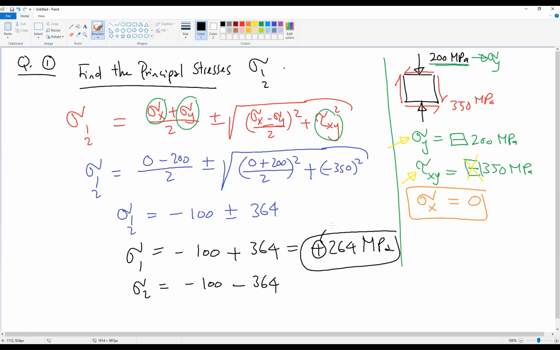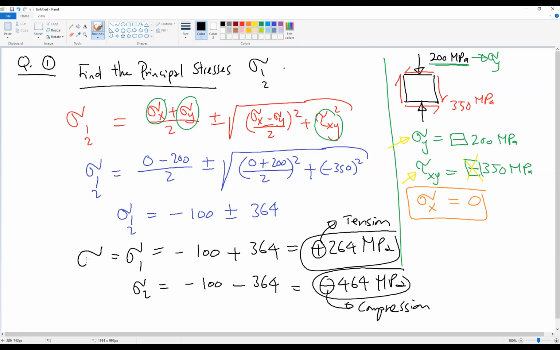This gives us plus 264 MPa. Positive means tension, and this gives us minus 464 MPa, which is compression. Okay, and as we said, we can call sigma 1 the maximum principal stress, and sigma 2 the minimum principal stress. So this is the result of this question 1.